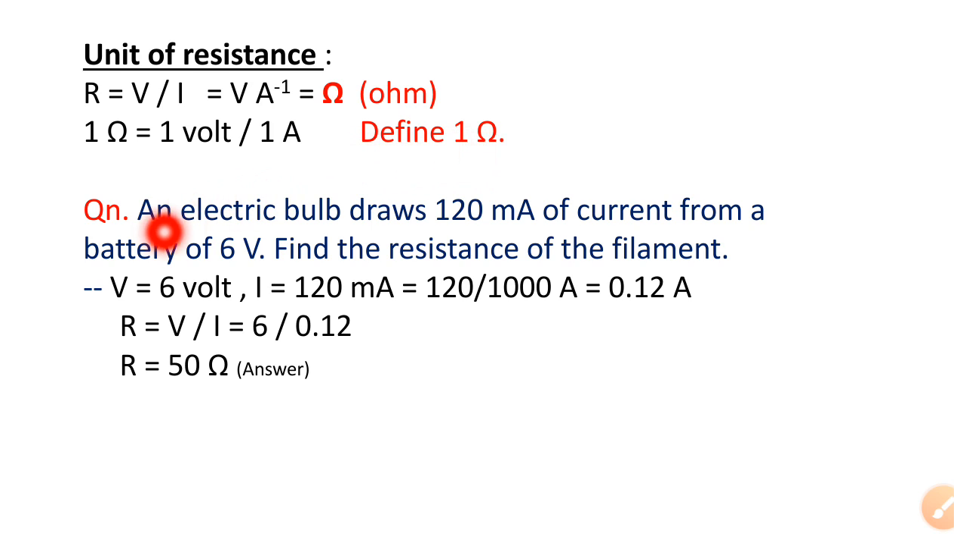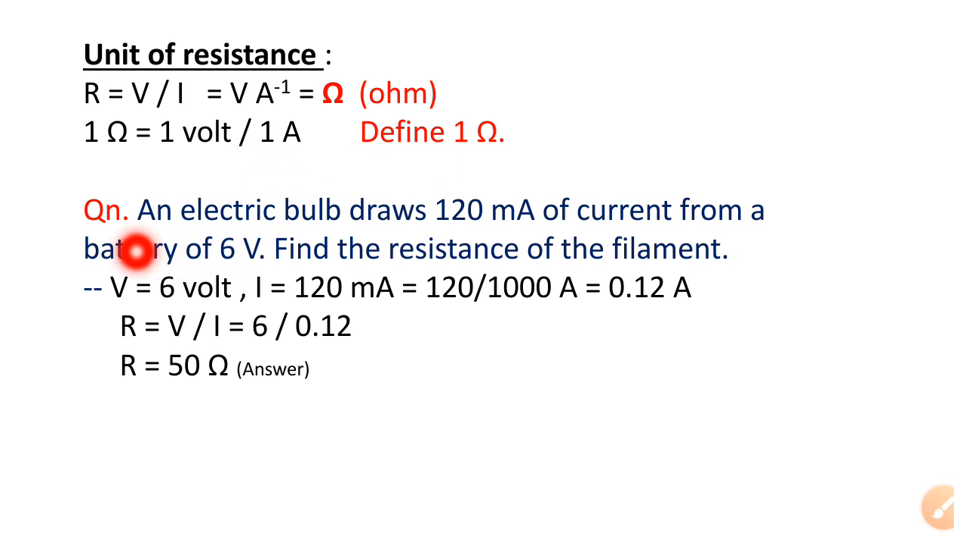So one numerical is solved here. You can easily define 1 ohm by the previous ideas. You can write like that: when 1 ampere of current passes through a conductor, like that.